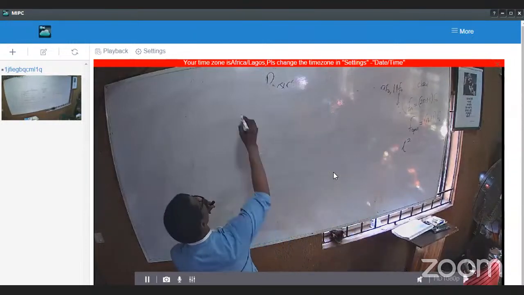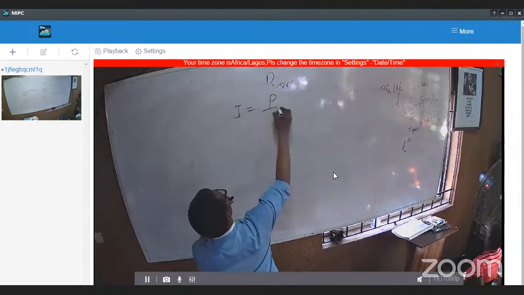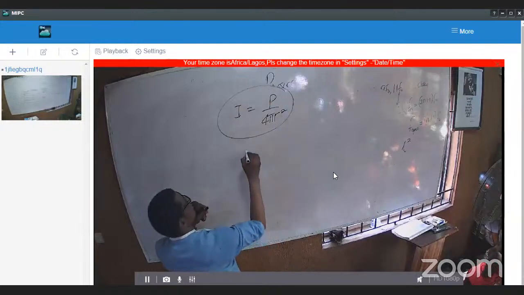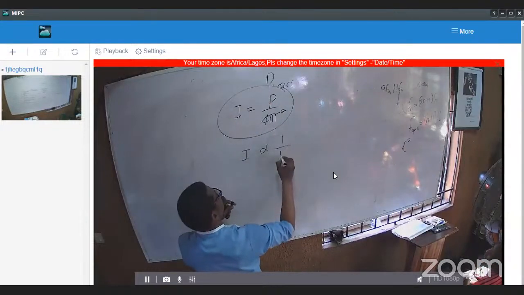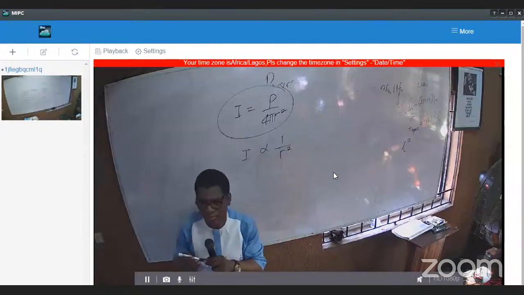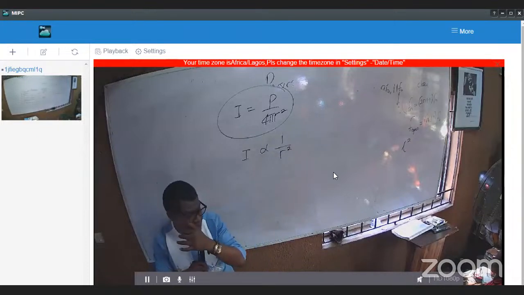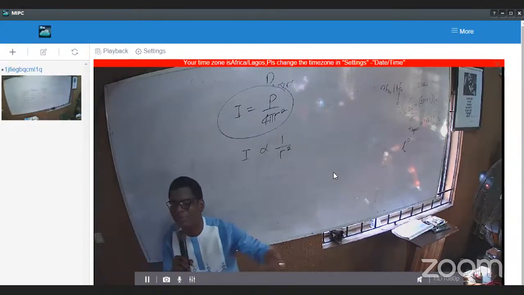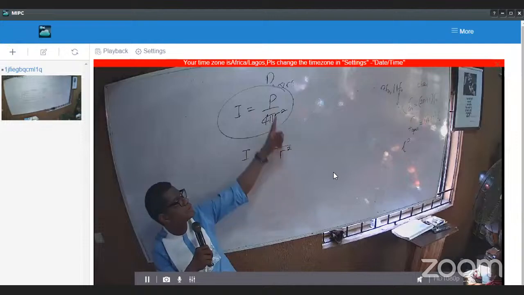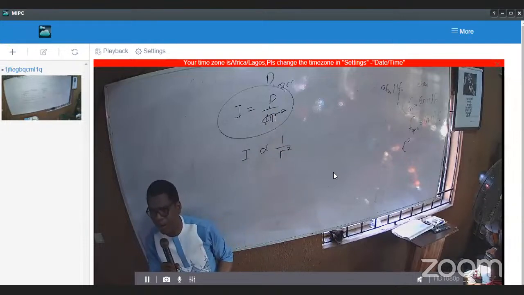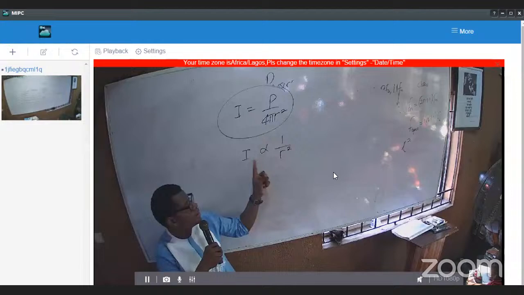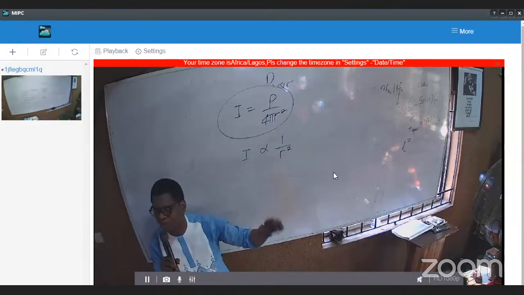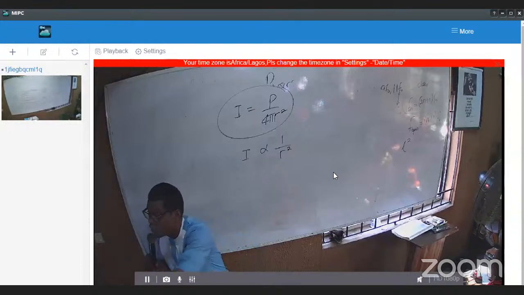Look at intensity. Intensity is P over 4πr². I'm sure you have not seen that formula before. That means intensity is what? 1 over r². That's the relationship. That P is the power, the rate at which sound energy is transmitted. The unit is watts. Now, what can you say? Our intensity is inversely proportional to the square of the distance, like your inverse square law.